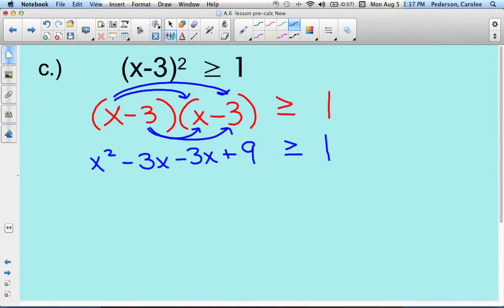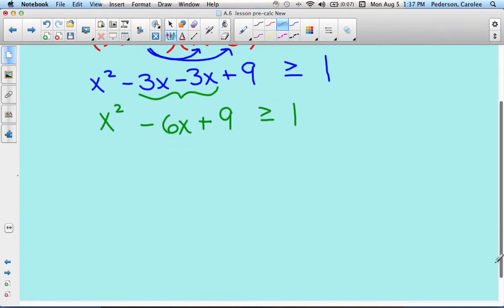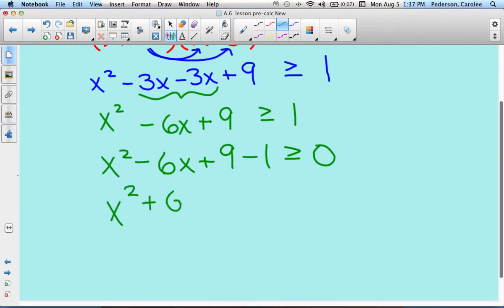Now I'm going to combine like terms. Here are my like terms, negative 3x and negative 3x combined to negative 6x. And then we still have x squared plus 9. Now let's bring that minus 1 to the left side, so we're getting it into standard form. Now combine like terms, 9 minus 1 is 8.